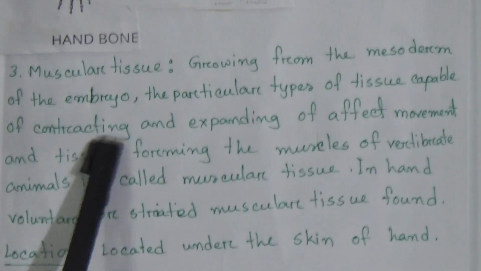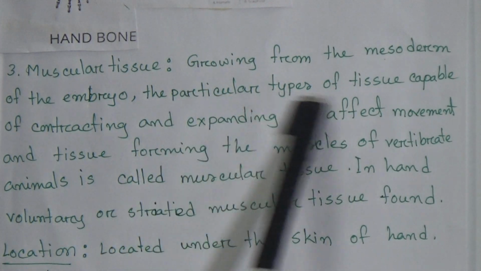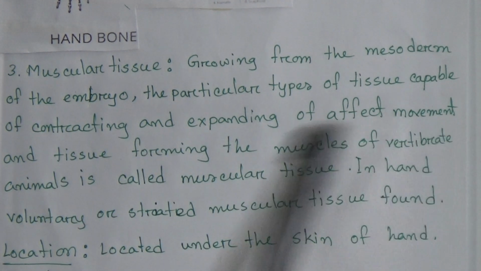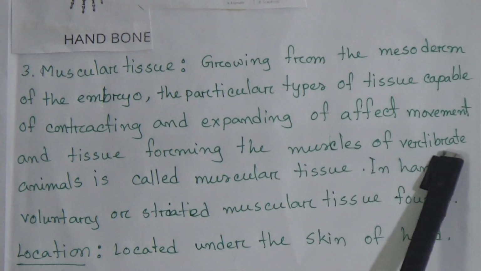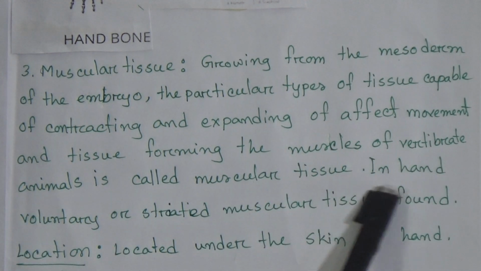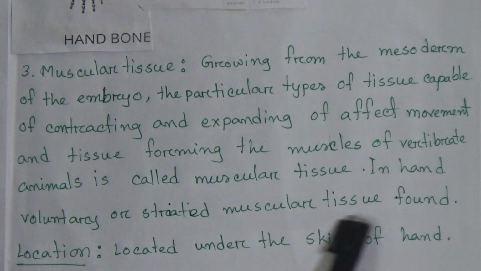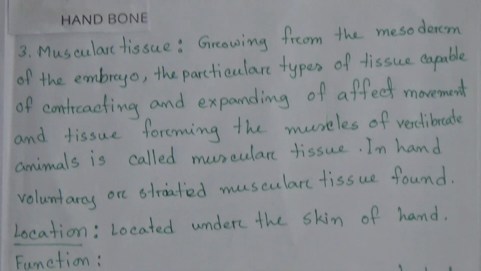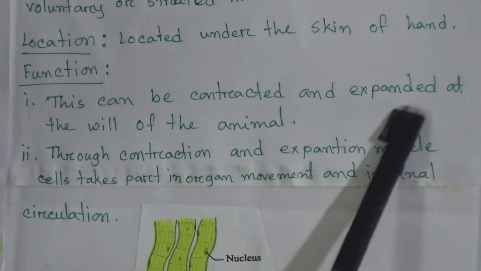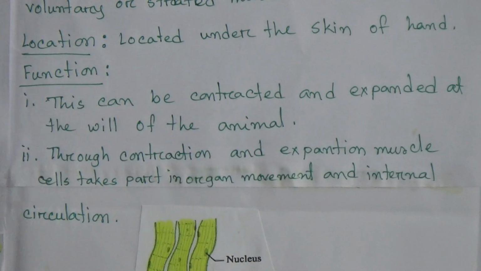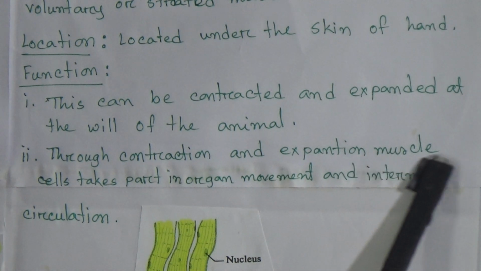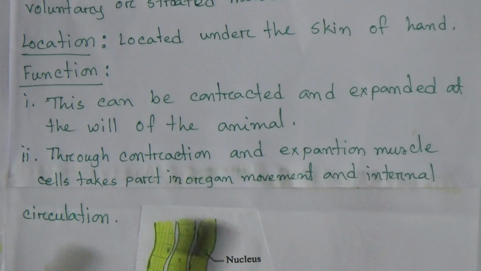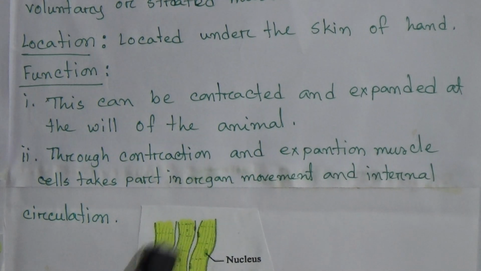Growing from the mesoderm of the embryo, the particular type of tissue capable of contracting and expanding to effect movement, and the tissue forming the muscle of vertebrate animals, is called muscular tissue. In the hand, voluntary or striated muscular tissue is found, located under the skin of the hand. Now come to function. This can be contracted and expanded at the will of the animal. And next one, through contraction and expansion, muscle cells take part in organ movement and internal circulation. Next one, this is the voluntary tissue picture.